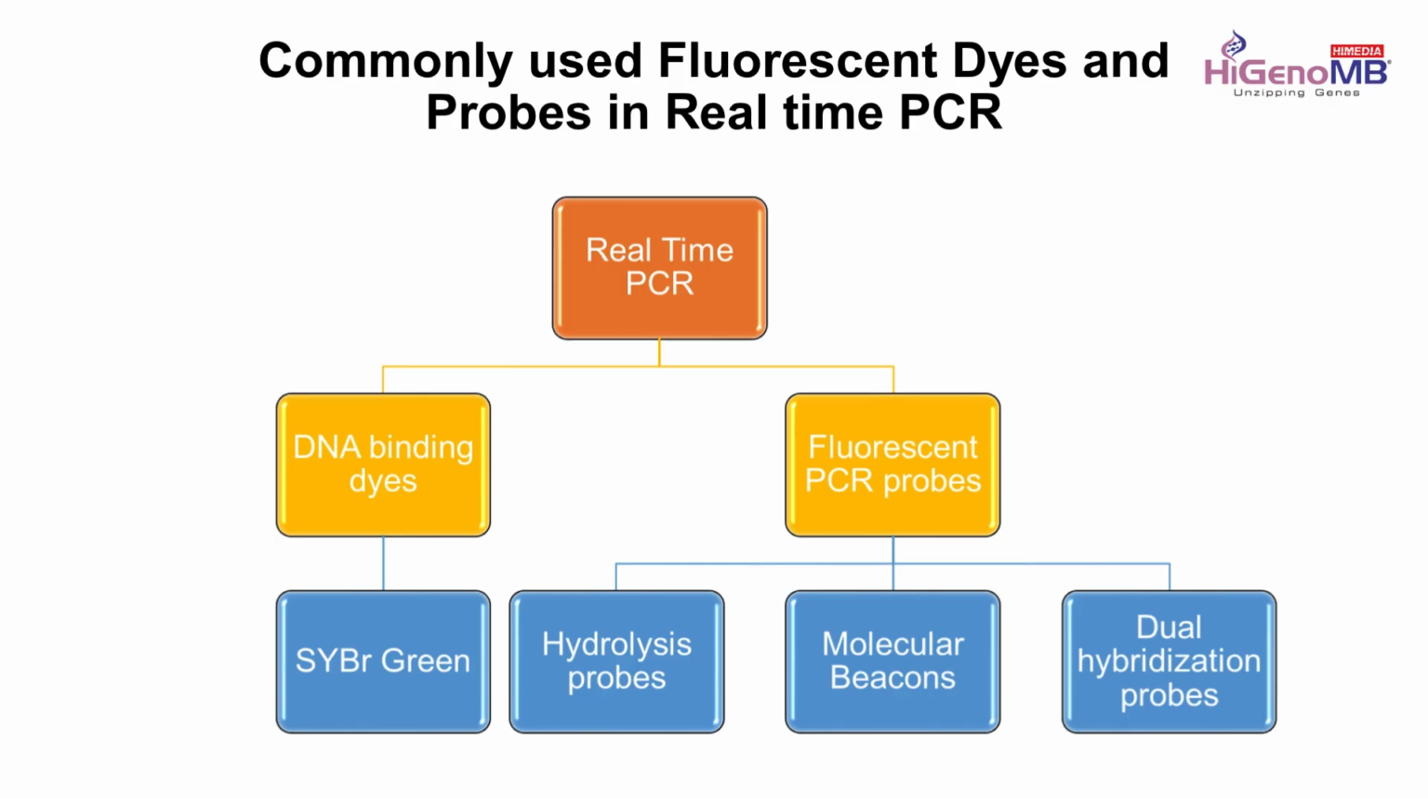And fluorescent probes, on the other hand, are very specific to the target, and you design and synthesize these PCR probes the same way that you do primer designing. When you order these probes from your manufacturing company, you instruct the company what kind of probes you would require. There are 3 different kinds of probes. One is called hydrolysis probe, the second type is called molecular beacons, and the third type is called dual hybridization probes.